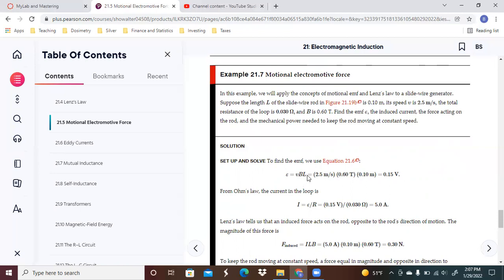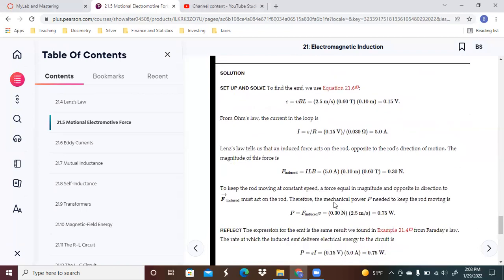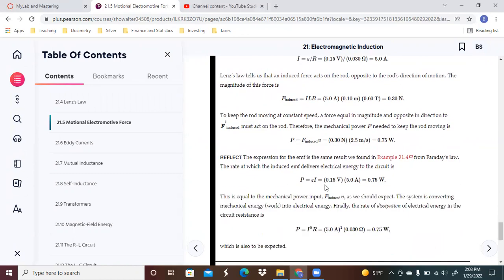So we use equation 21.6. We have all of our pieces of information there, we can plug in. From Ohm's law, the current in the loop, V is equal to IR, just rearranged here. We'll come up with that. Lenz's law tells us that the induced force acts on the rod opposite to the rod's direction of motion. The magnitude of that particular force ends up being I times L times B. So to keep it moving at a constant speed, a force equal in magnitude and opposite in direction to the induced force must act on the rod. So the power, which is going to be force multiplied by the velocity, is going to be this.